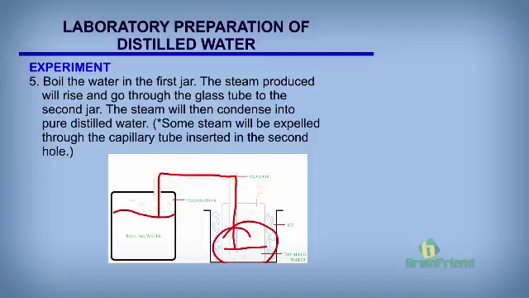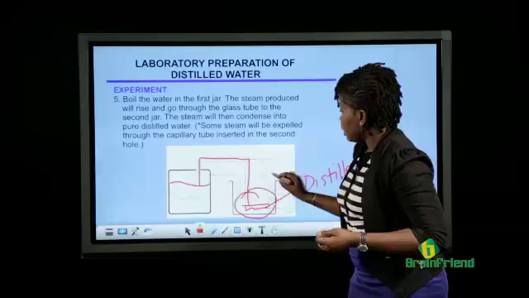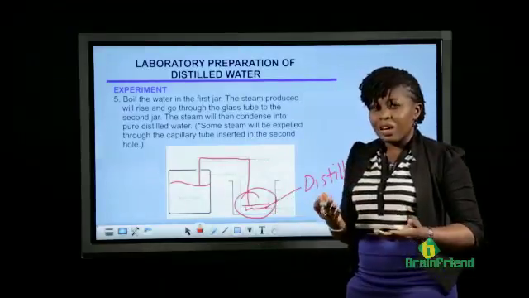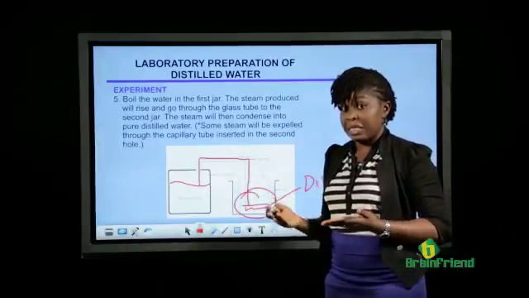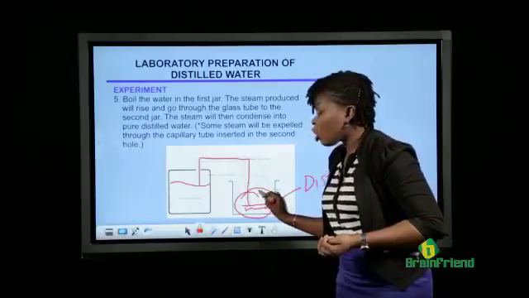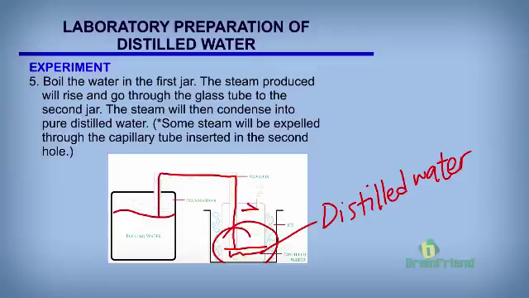Now, the liquid you get at this point is what? Distilled water. It's pure distilled water. So this is basically how distilled water is prepared. Now, this capillary tube, remember we said it serves as a means for some gases or some steam to escape. Definitely not all the steam would come down this way. Some of them would remain on top, and they would need a way of escape. And that is what the capillary tube provides.